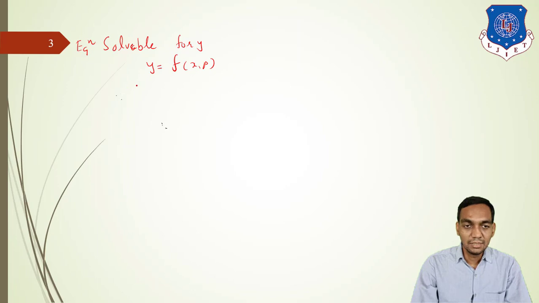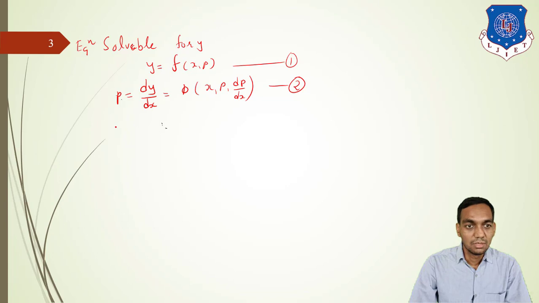Then differentiate this with respect to x, that means dy by dx, that is nothing but your p, which is equal to some function phi of x, p and dp by dx. Now this is equation number 1, this is equation number 2. Suppose let some capital F of x comma p comma c is equal to 0, equation number 3.